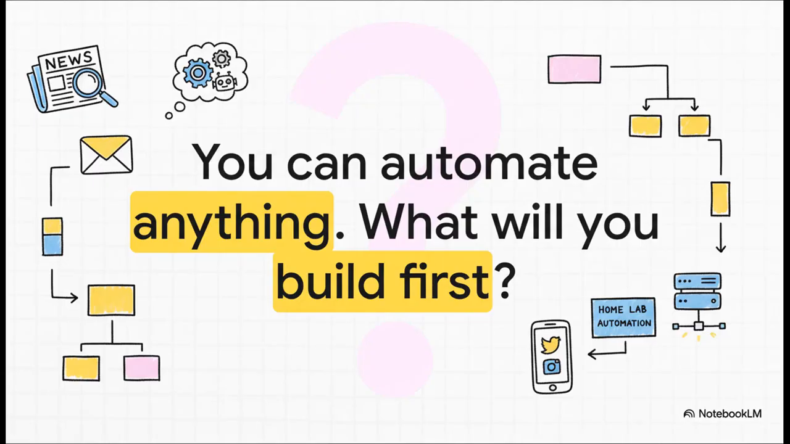So, we've seen how you can build a news aggregator, make it smart with AI, and even give that AI the keys to interact with your systems. You can automate your smart home, your social media, your business invoicing, literally anything. So the only question left is, with that kind of power at your fingertips, what are you going to build first?